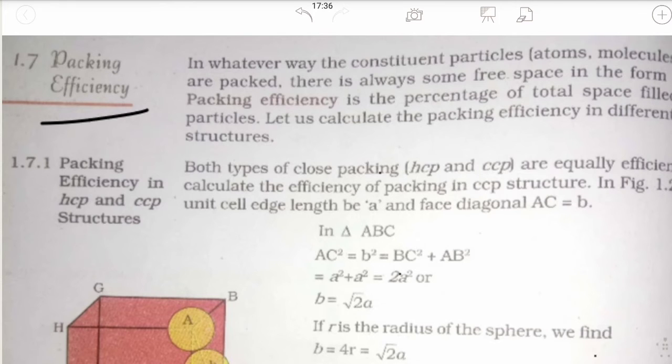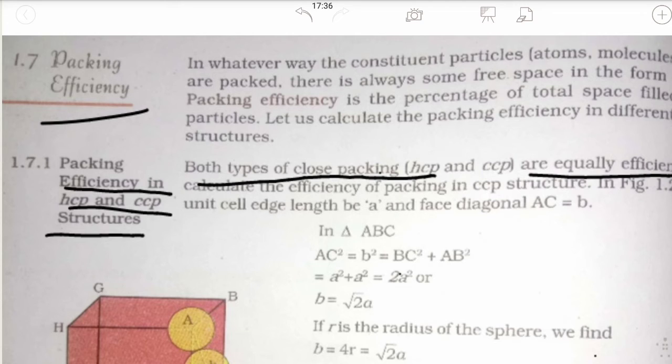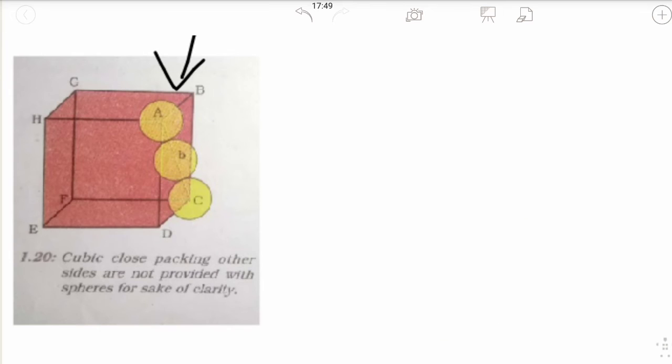Packing efficiency in HCP and CCP structures. HCP, hexagonal close packing, CCP, cubic close packing. Both types of close packing are equally efficient and equally important. Let us calculate the efficiency of packing in CCP structures, cubic close packing structures. This is the cubic close packing, CCP.